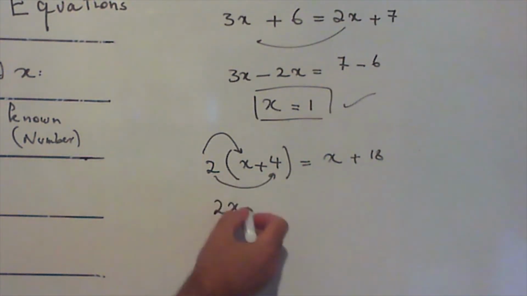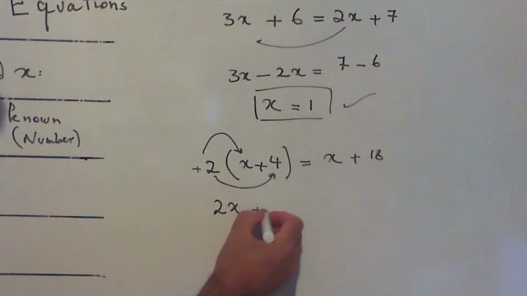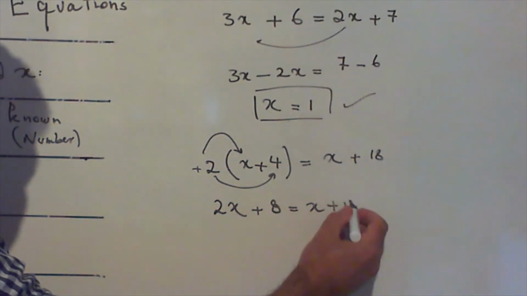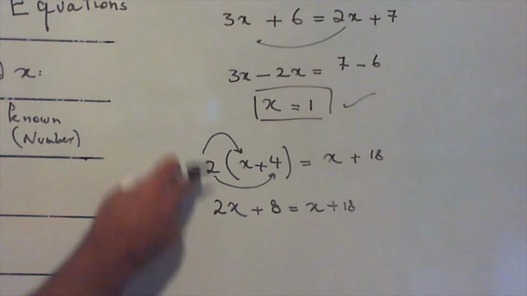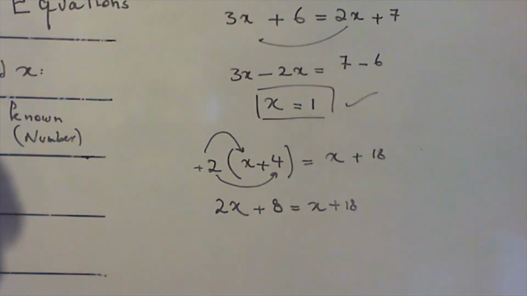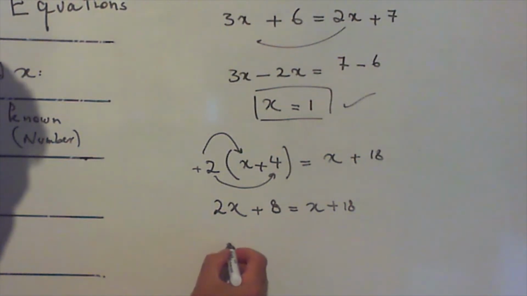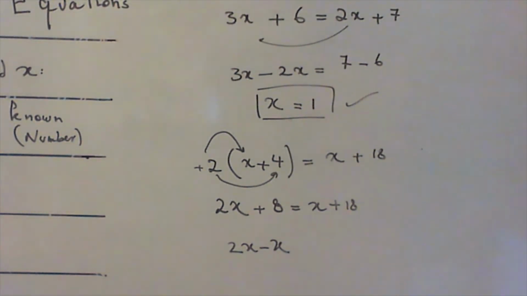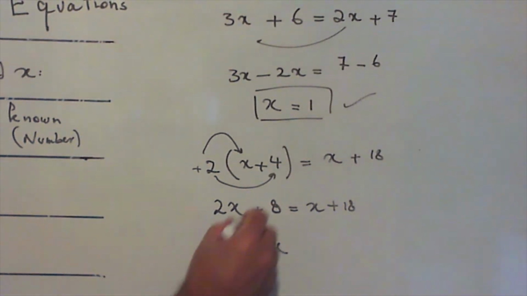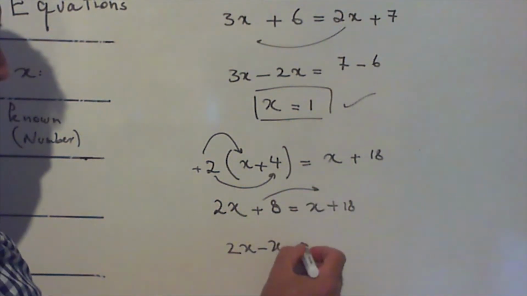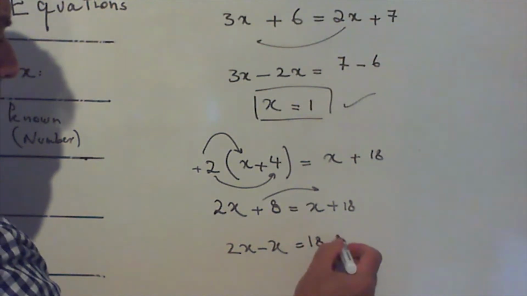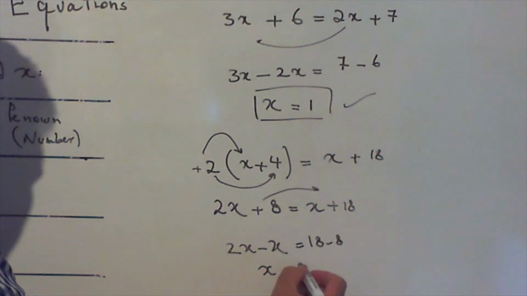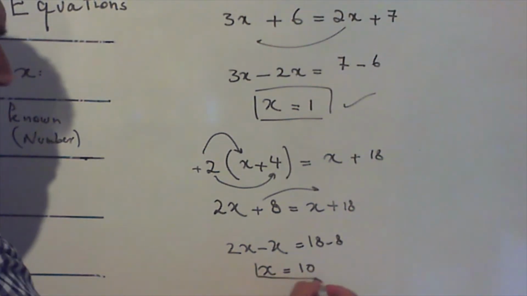You multiply 2 to the 4 with the sign. Plus times plus is plus, 2 times 4 is 8. And keep the other side as it is. Now, we have what we had there, correct? I'm moving the x to this side, so therefore change the sign, correct? 2x minus x. And if I move the 8 to the right hand side, obviously I change the sign again. 2x minus x gives you x, and 18 minus 8 gives you 10.